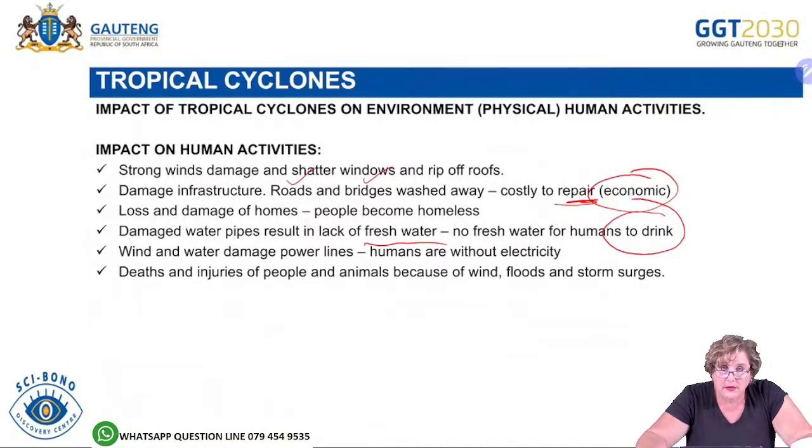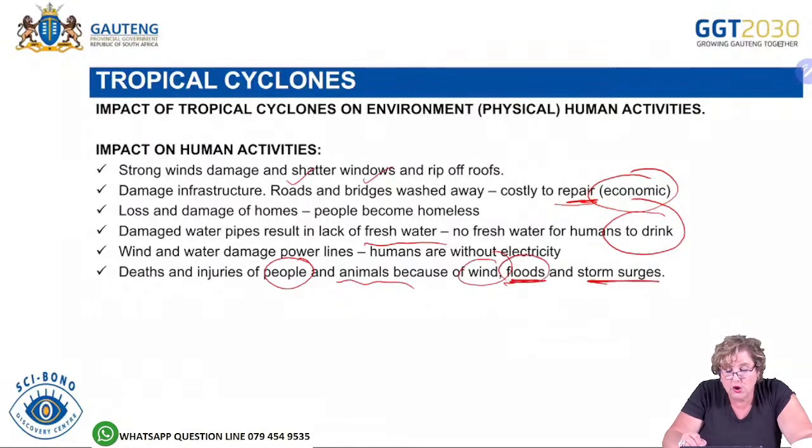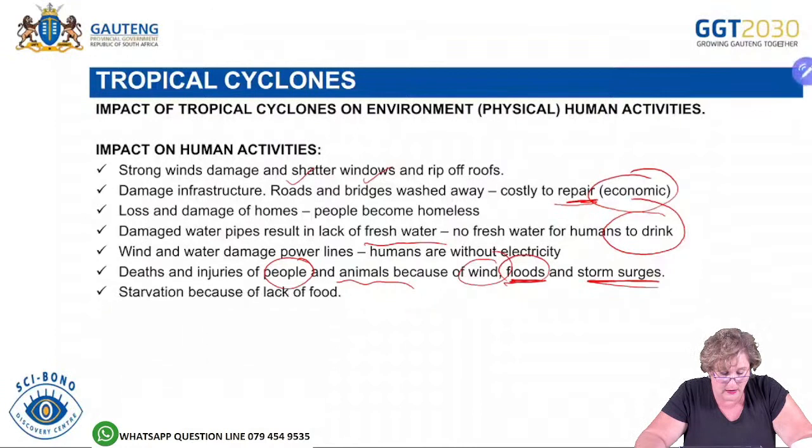There's the possibility of death and injuries of people, but not only people, also animals. Why or how? The wind is very strong, there are lots of floods, all that tons of water, and then those storm surges, those big waves that are going to flood the coastal areas. When there are people and these floods, you saw how quickly the water level was rising, and that will drown people that are in that area.